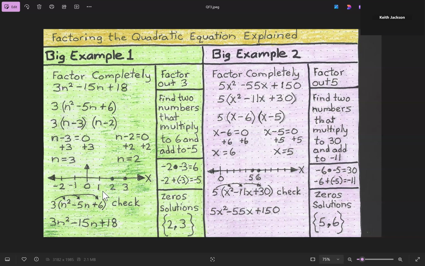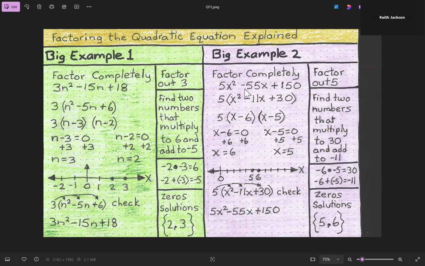All right. And so if you want to check it, you can always go back and distribute this 3 inside the parentheses that you see here, because 3 times n squared will give us 3n squared. 3 times a negative 5n will give us a negative 15n. And of course, 3 times 6 will give us a positive 18, just like you see at the very top. And noticing that our solutions are our zeros, okay? Remember, our zeros or our roots will be at 2 and 3 on the x-axis that you see right there. Those are called our zeros, solutions, and our roots. There it is right there for big example 1.